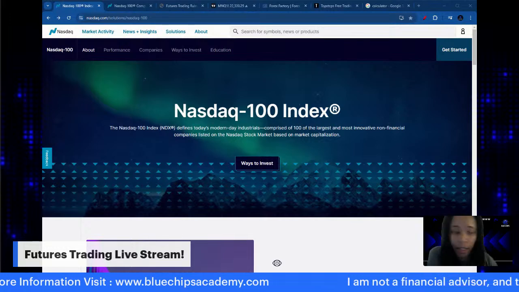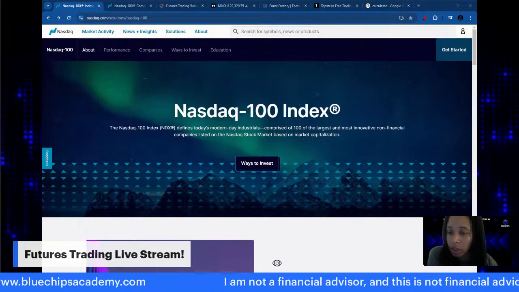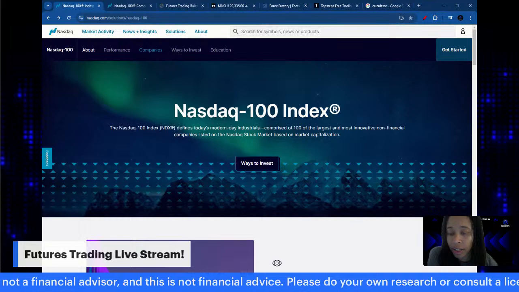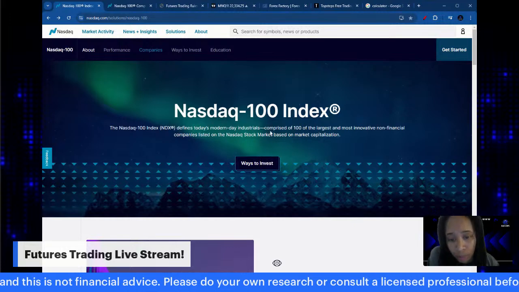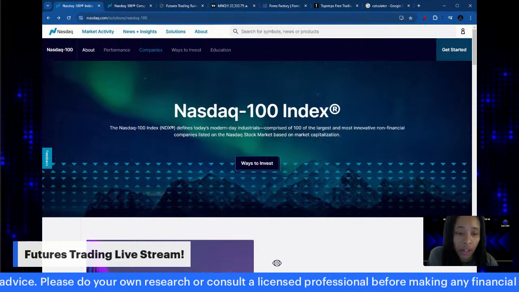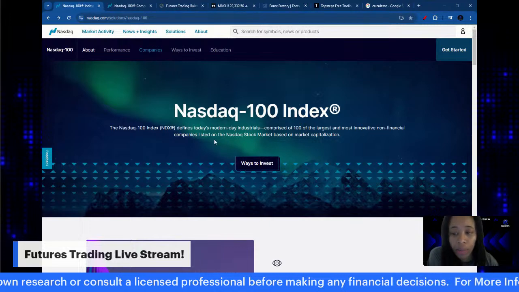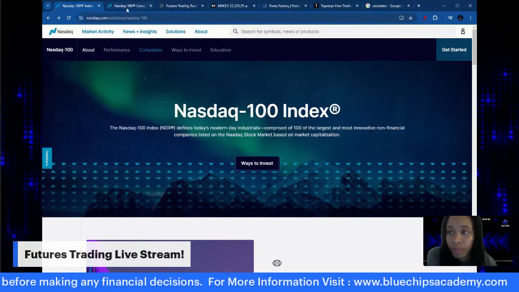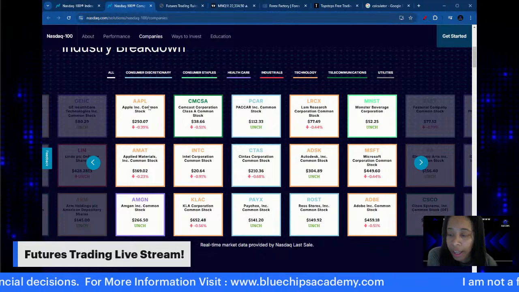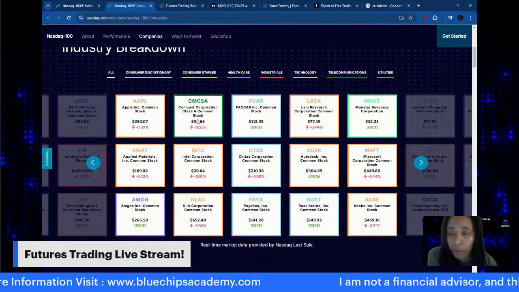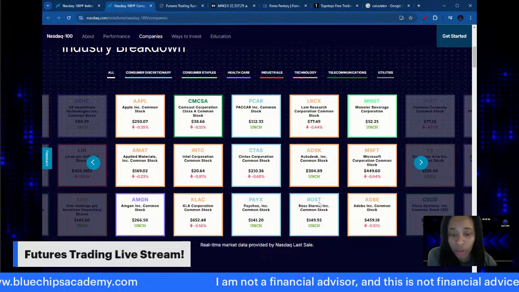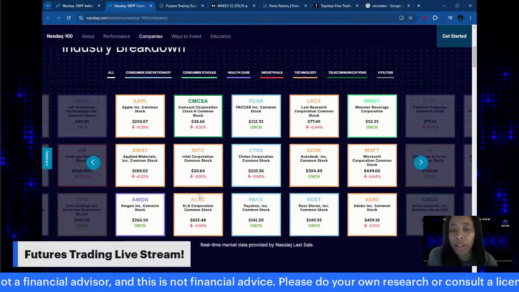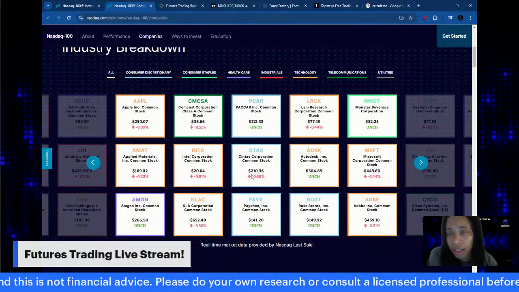Just a quick reference for those of you who aren't familiar with NASDAQ. It's an index that defines today's modern day industrials. It's comprised of 100 of the largest and most innovative non-financial companies listed on the NASDAQ stock market based on market capitalization. Some companies you might be familiar with are Apple, Comcast, Monster, Ross, Intel, and Microsoft. These are some of the companies comprised within the NASDAQ index.